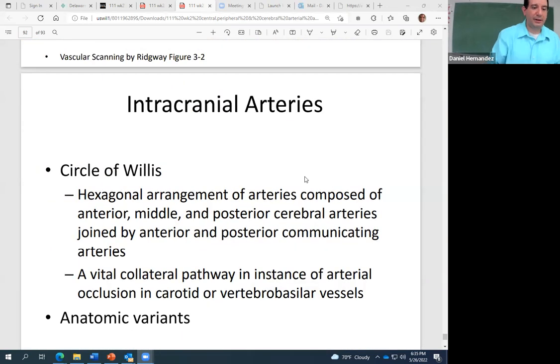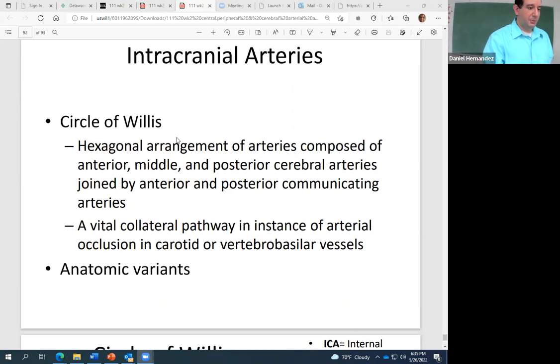All right, so intracranial. Now we're getting within the brain itself, inside the cranium. We have our circle of Willis. We're going to learn the circle of Willis is pretty amazing, what it does and why it's there and the purpose of it, being able to adequately perfuse all areas of the brain and the collateral channels that do exist within it. It's a hexagonal arrangement of arteries composed of the anterior, middle, and posterior cerebral arteries, which are joined by the anterior and posterior communicating arteries.